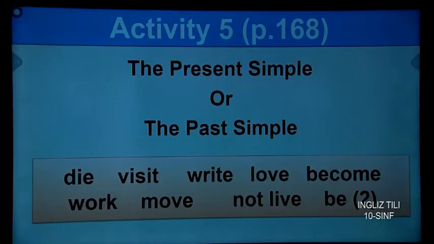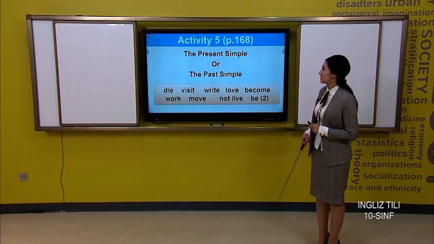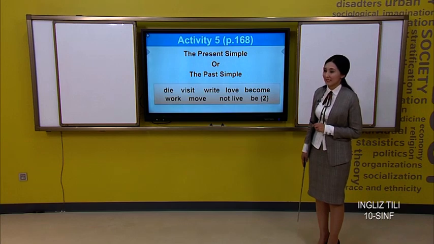Thank you, dears. After our lesson, please read the poem one more time and write, what do you think? What is the moral of this poem? Activity 5 on page 168.